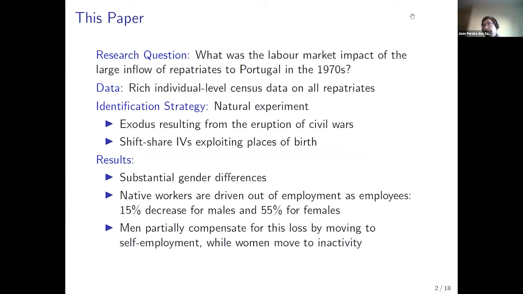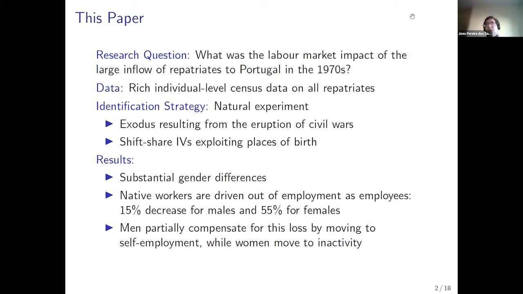And we will use a natural experiment that comes from the eruption that happened after Portugal granted independence to its former African colonies. And so there was an eruption in civil wars in these places, and close to 500,000 people ran back to Portugal. And we will use for identification shift-share IVs, where we exploit the places of birth of these repatriates. Most of them were still born in Portugal.